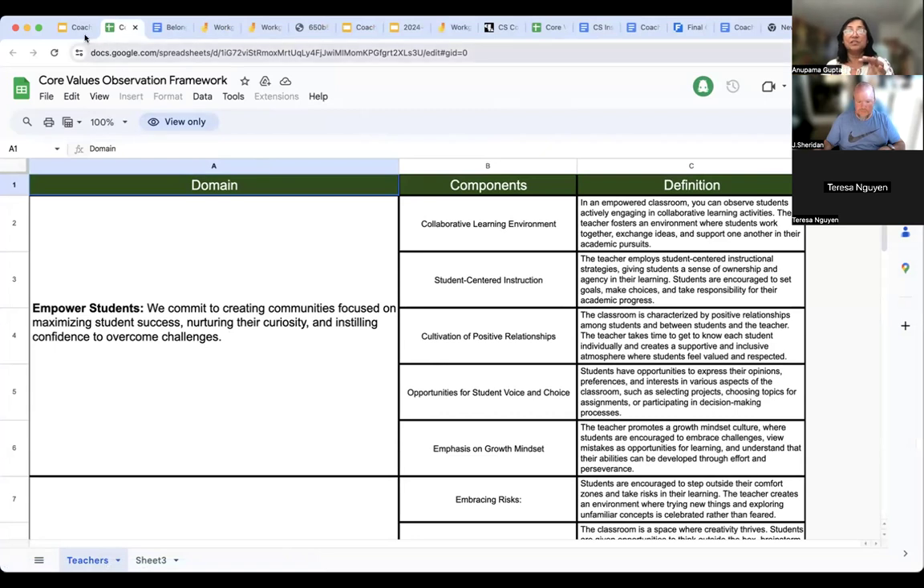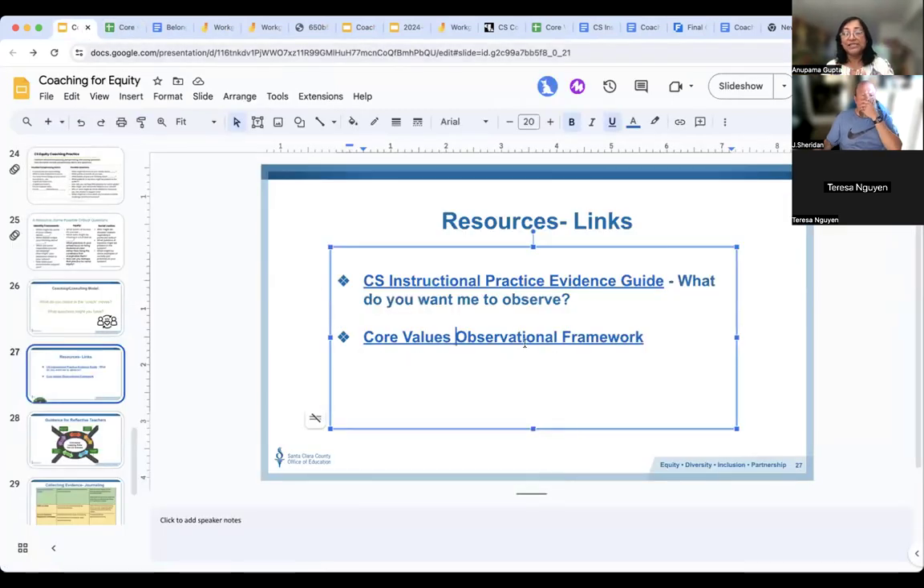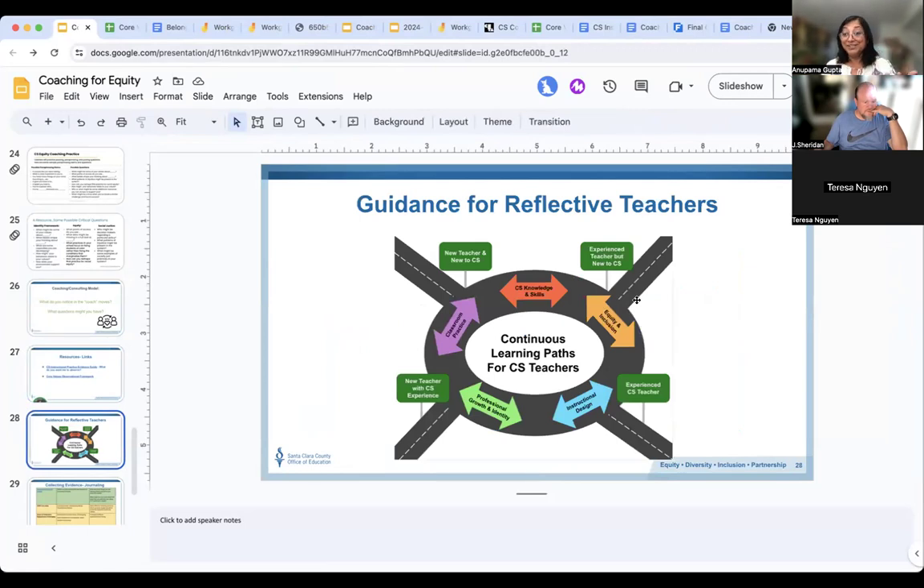So this is just there for your purposes, but the top link is the one that you'll be using. The other one is just an additional one. Okay, so here's another one. This is amazing. I used it on myself. This is again from the CSTA toolkit.